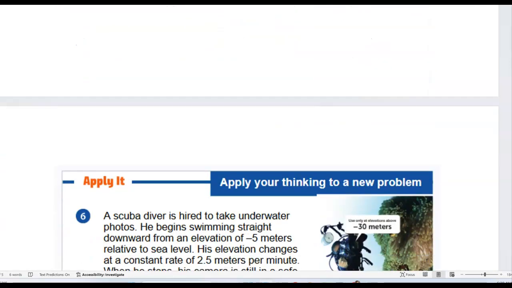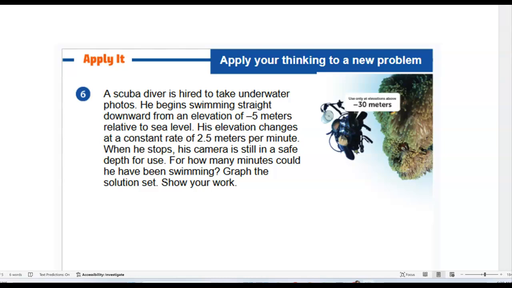Moving on over to page 396. The scuba diver is hired to take underwater photos. He begins swimming straight downward from an elevation of -5 meters. So he's starting at -5 meters, right? His elevation changes at a constant rate of 2.5 meters per minute, right? So his depth is changing 2.5 meters per minute. However, notice I put 2.5, but that would mean he would be going up. We know he's going down, so let's put it as -2.5 meters.